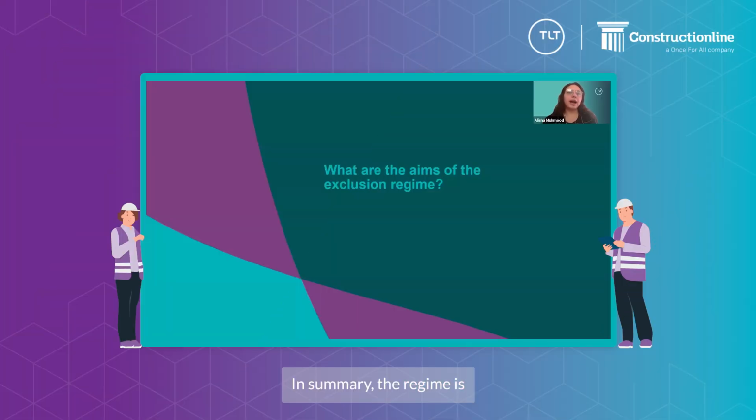In summary, the regime is there to protect public funds, to protect public confidence in the honesty and integrity of suppliers, and to ensure that contracts are delivered and that suppliers are reliable, and also to protect the public, the environment, national security interests, and the rights of employees.